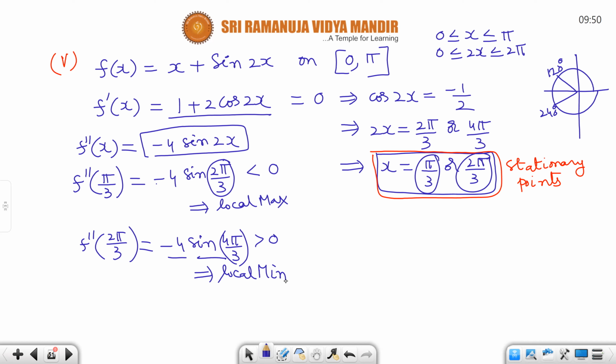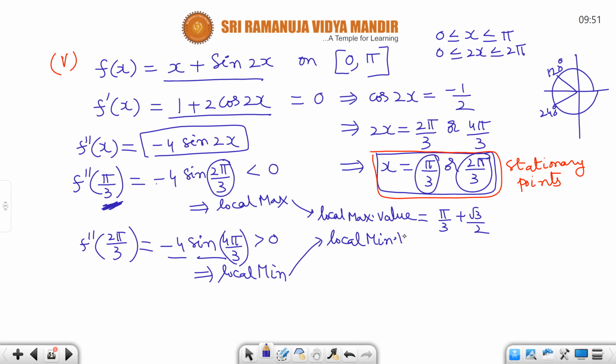So, what is the local maximum value? For the local maximum value, we have to put x equal to pi by 3 in the original function. So pi by 3 plus sine 2 pi by 3. Sine 2 pi by 3 means sine 120. Sine 120 is equal to sine 60, root 3 by 2.